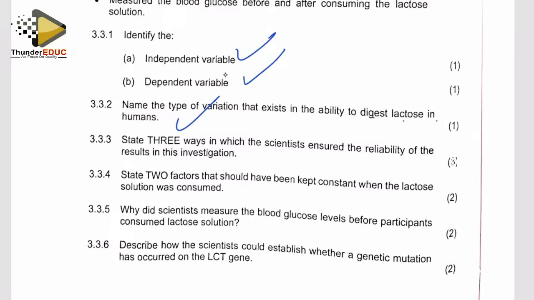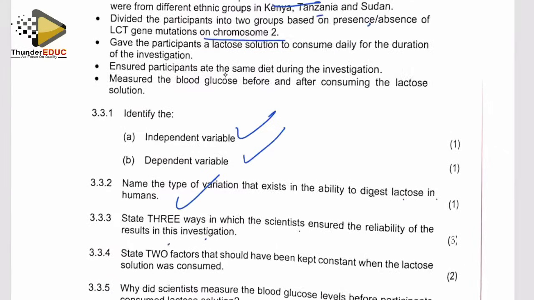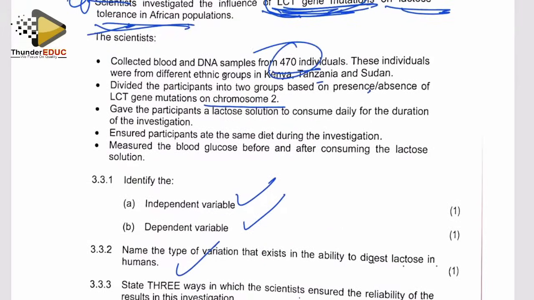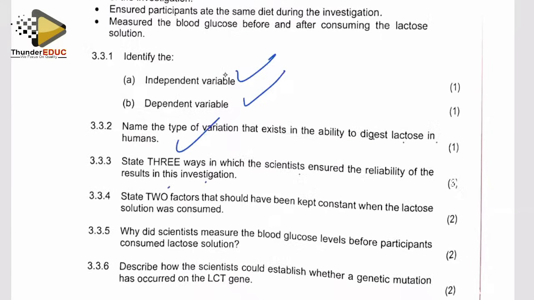It is discontinuous variation. Then state a way in which the scientists ensured the reliability of the investigation. Remember, reliability is by increasing the sample size. So they ensured this by using 470 people. The individuals were from different ethnic groups, you understand? We see all different areas. So we can talk about all of that.